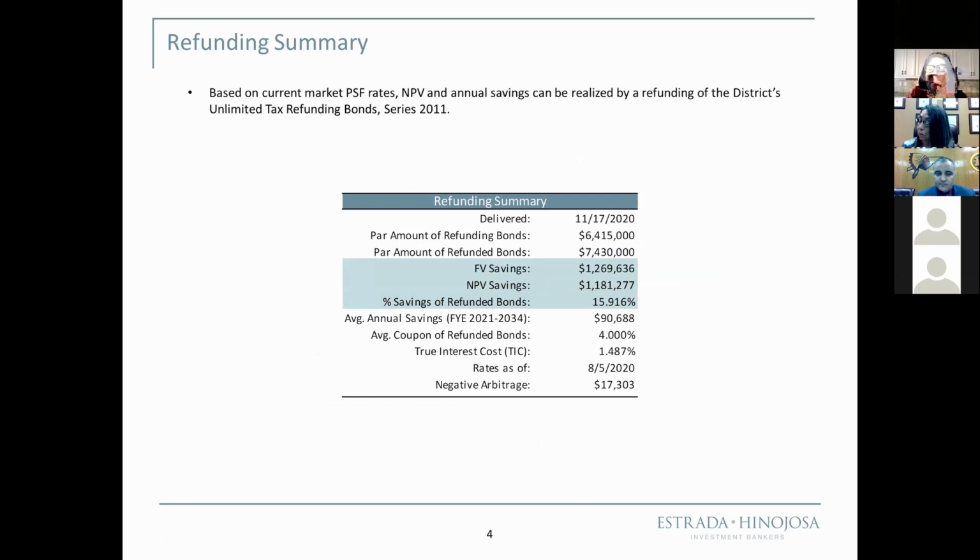Of course, and this is the summary of it. Again, like I said, net present value is about 1.18 million, and the percentage savings that we're estimating right now are approximately almost 16% savings for the district. And again, these rates were as of August 5th, 2020.